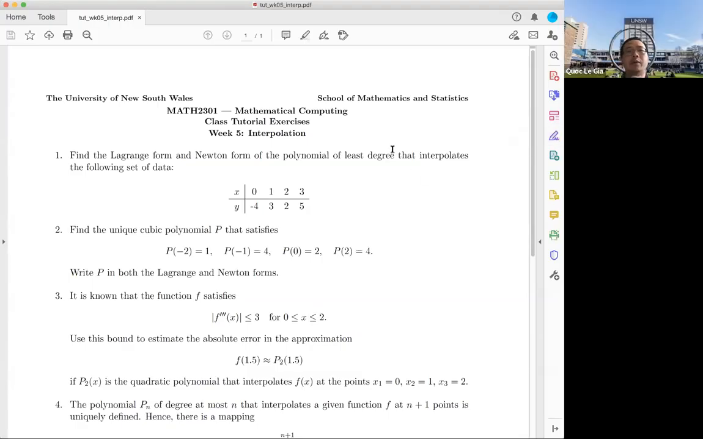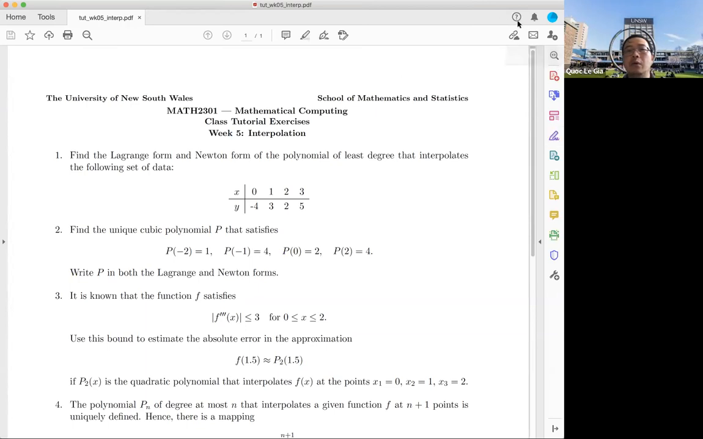Okay, good morning, everyone. So this is the tutorial for week 5, and this is about interpolation, okay? As you can see, in question 1, we have to find the divided difference table. We have to find the Lagrange form, and then we have to find the Newton form of the interpolation polynomial. So we do it step by step, okay?